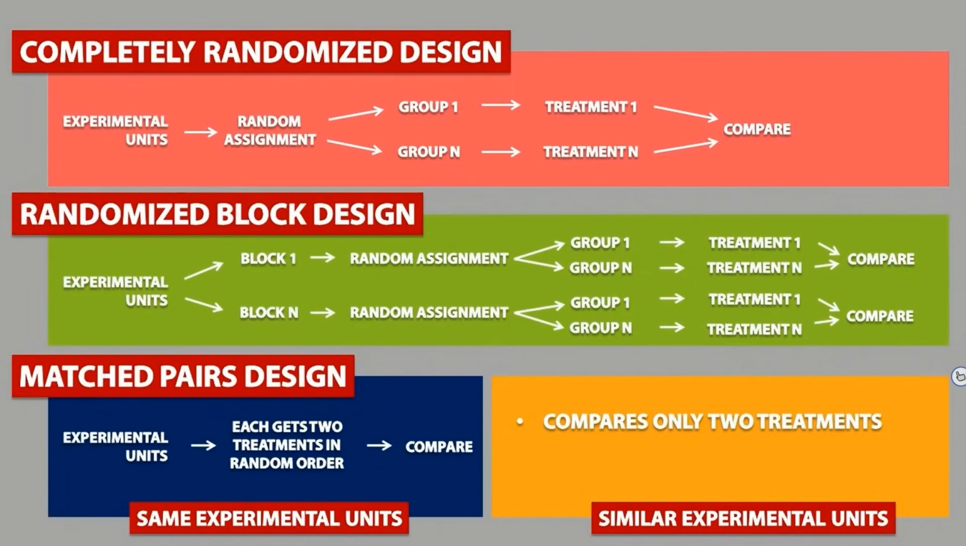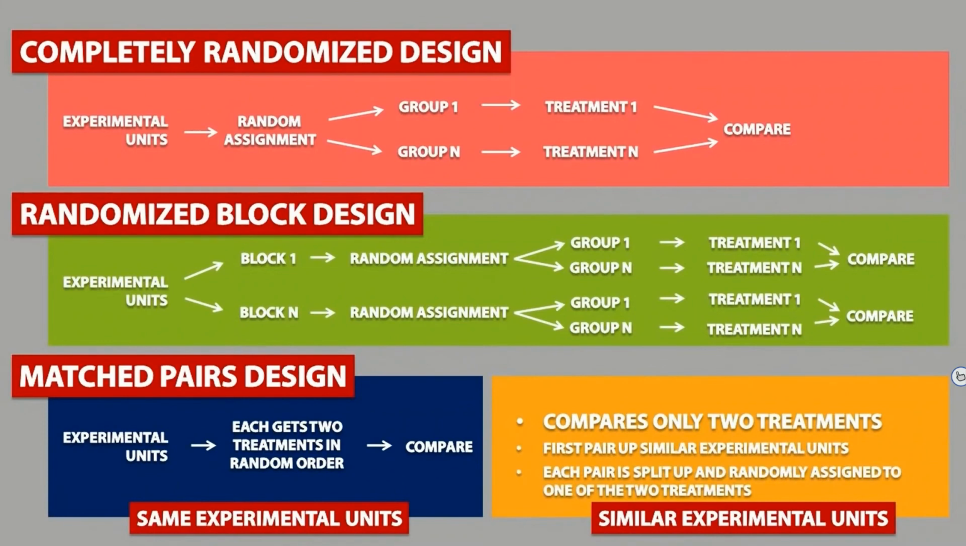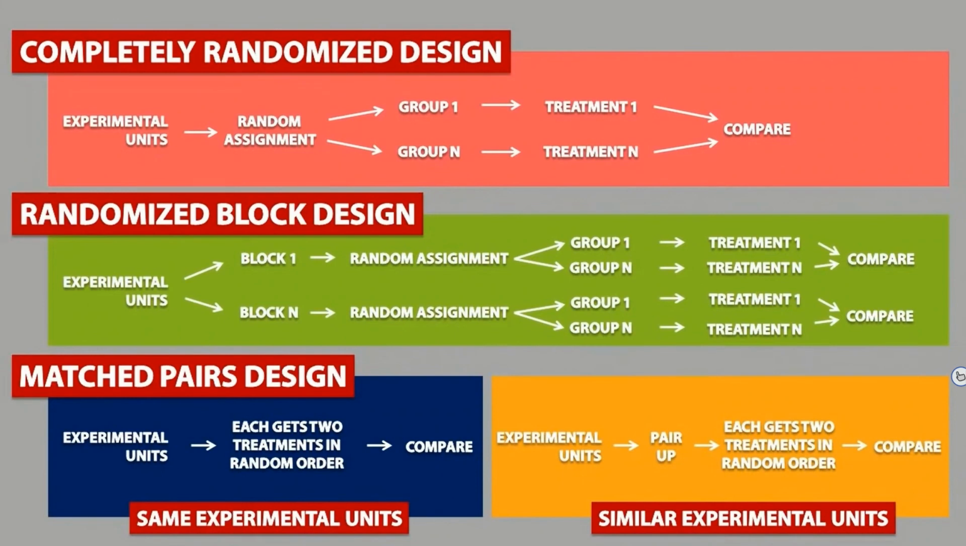If you are using similar experimental units, we first pair up similar experimental units. Then, each pair is split up and randomly assigned to one of 2 treatments. This is what the simplified diagram would look like.